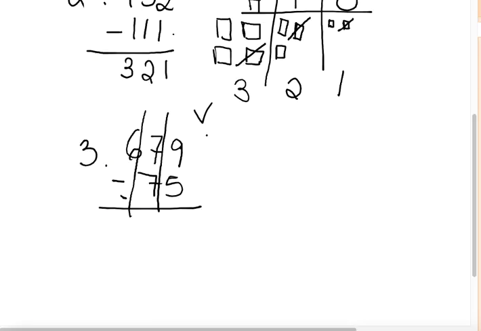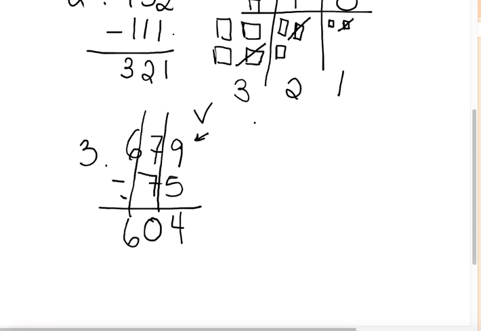So which side do we start from? Always the ones side. 9, take away 5 is 4. 7, take away 7 is 0. So I have to make sure I write down that spot, that's 0, because I'm representing that there are no 10s left. And 6 take away 0 is 6. So our answer is 604.